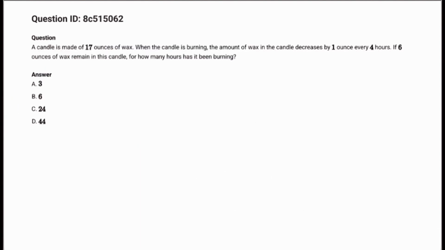A candle is made of 17 ounces of wax. The candle is burning, and the amount of wax in the candle decreases by 1 ounce every 4 hours. If 6 ounces of wax remain in the candle, for how many hours has it been burning? 11 times 4 hours is 44.